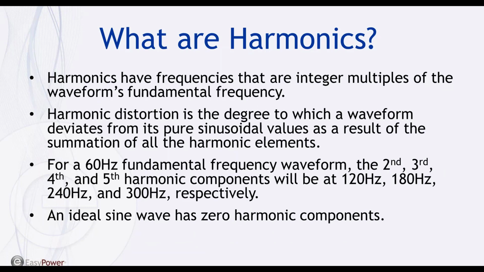Also, the term harmonic refers to a component of a waveform that occurs at an integer multiple of the fundamental frequency. Harmonic distortion is the degree to which a waveform deviates from its pure sinusoidal values as a result of the summation of all the harmonic elements. So for a 60 Hertz fundamental frequency waveform, the second, third, fourth, and fifth harmonic components will be 120 Hertz, 180 Hertz, 240 Hertz, and 300 Hertz respectively. Also, an ideal sine wave should have 0 harmonic components.